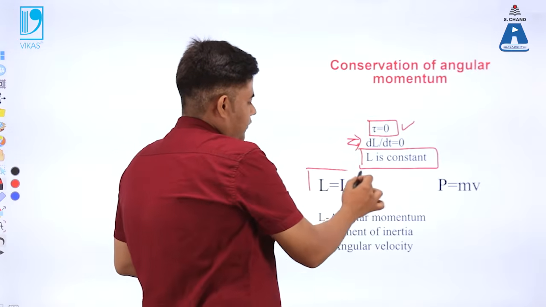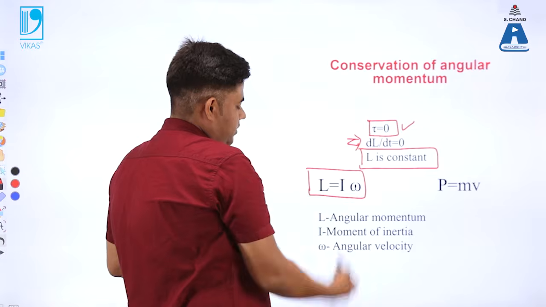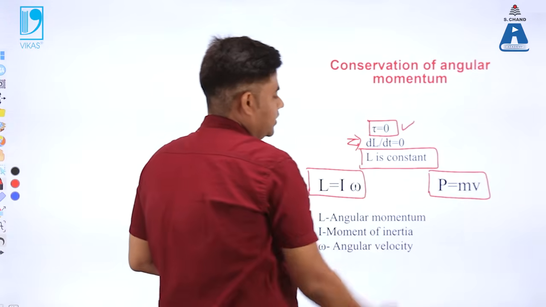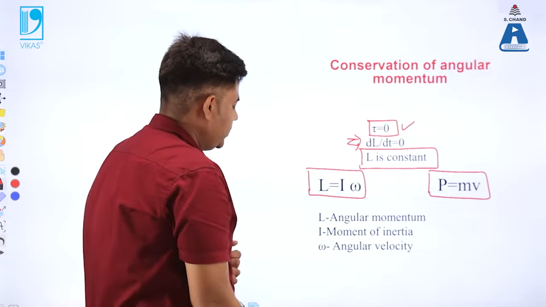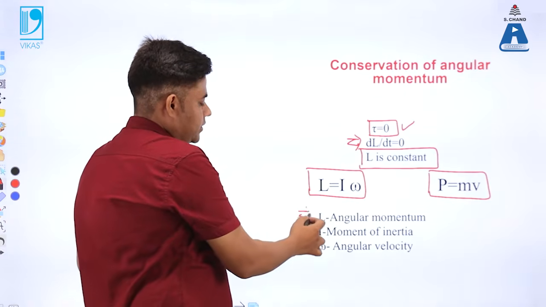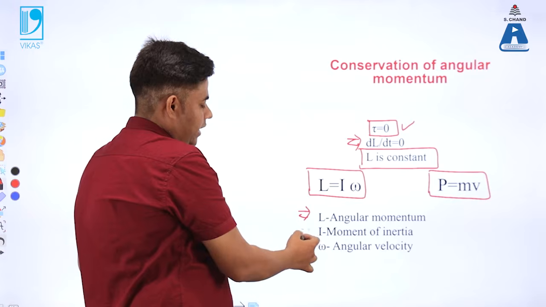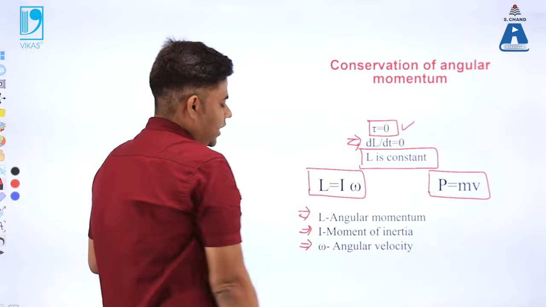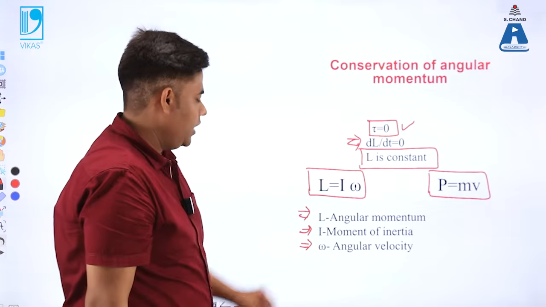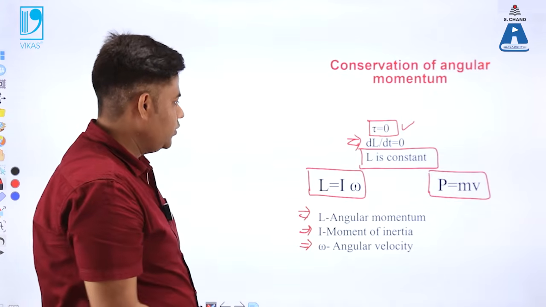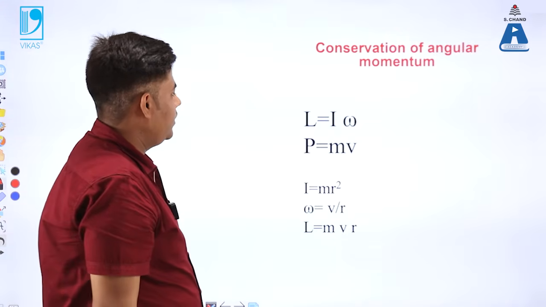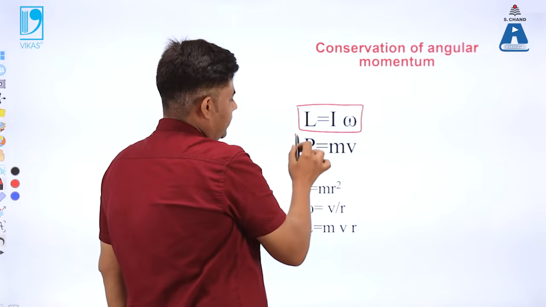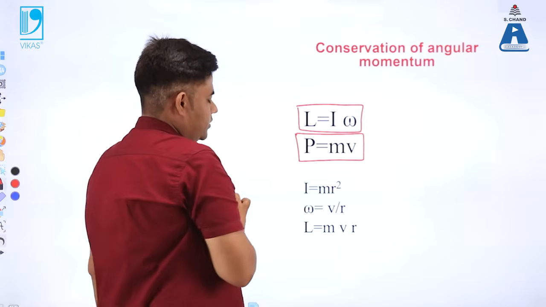L has another formula, which is I times omega, and the linear momentum's formula, as you know, is mass multiplied by velocity. Here L indicates the angular momentum, I indicates the moment of inertia, and omega indicates the angular velocity. So L equals I multiplied by omega is another formula of the angular momentum, and P equals mass into velocity.